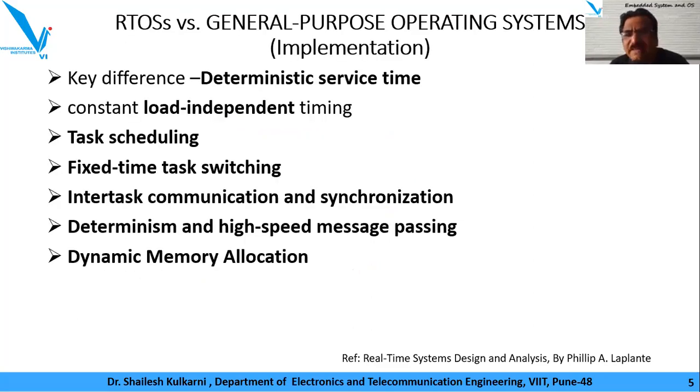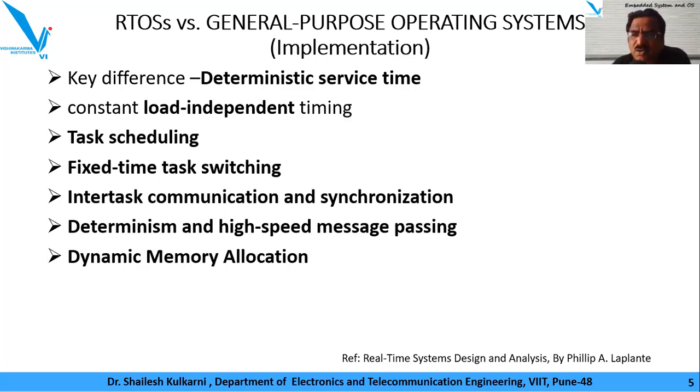Okay, so let's go quickly to understanding what the basic differences are between the real-time operating system and the general purpose operating system. Formally, the key difference between RTOS and GPOS is deterministic service time. Okay, this is a key difference. Why would this particular deterministic service time get offered? Because RTOS will provide a service time which will not be a function of the underlying load for which the service is being catered. What does it mean?